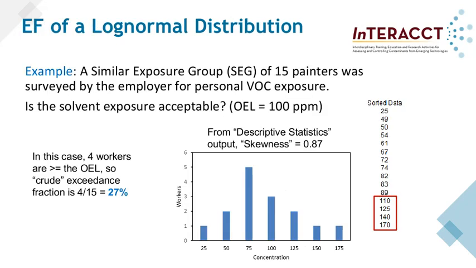Okay, let's take this one step further using a log normal distribution. We have the same sample of 15 workers, except now we have the more realistic situation in which the results are skewed, with most values around 75 parts per million, but several above 100. Notice that the skewness value is 0.87 now, which indicates moderate skewness. So now we have to think of this as a log normal distribution rather than a normal distribution. Notice also that there are now 4 of the workers that are above the OEL. So a crude estimate now is 4 out of 15, or 27%.